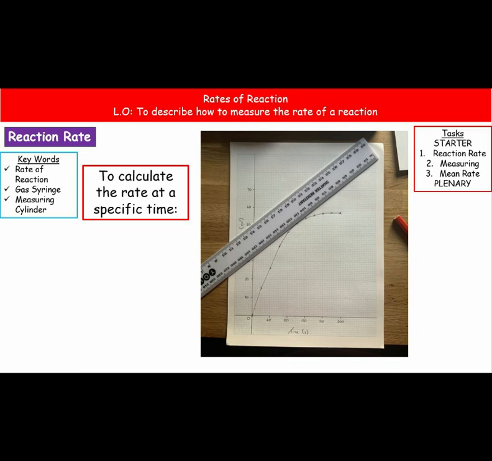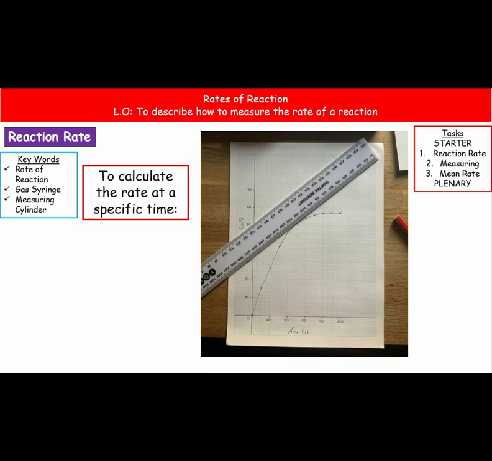The second style of question they could ask us is to calculate the rate at a specific time. So they'd say calculate the rate at 100 seconds, for example. Now, in order to do this, we can't just look at 100 seconds, find the volume at that point, and then just divide. That's not going to give you the right answer at all. That's how people throw away the marks on this question.